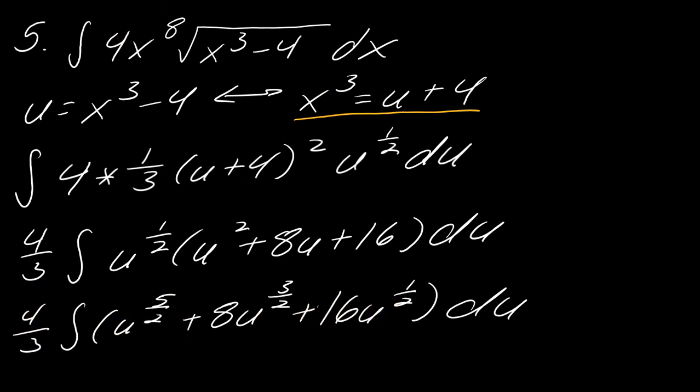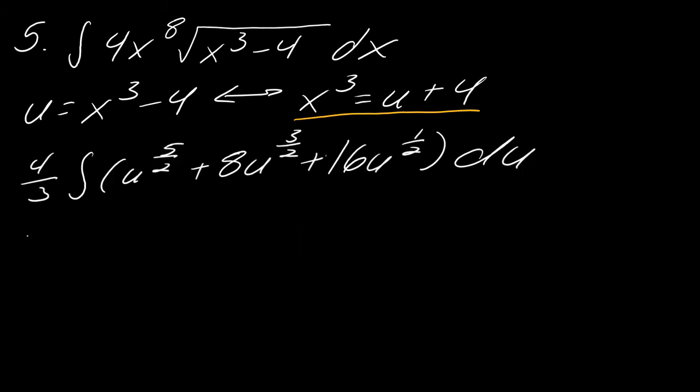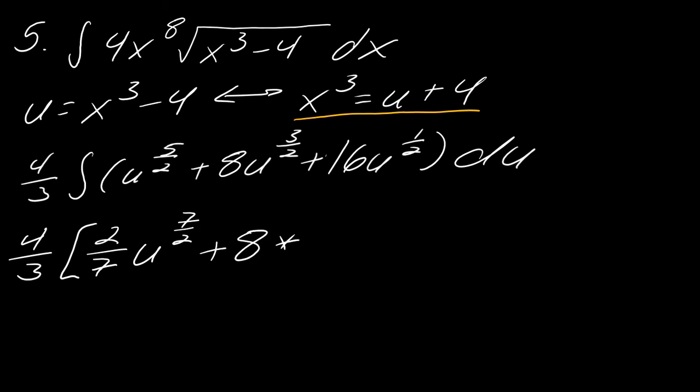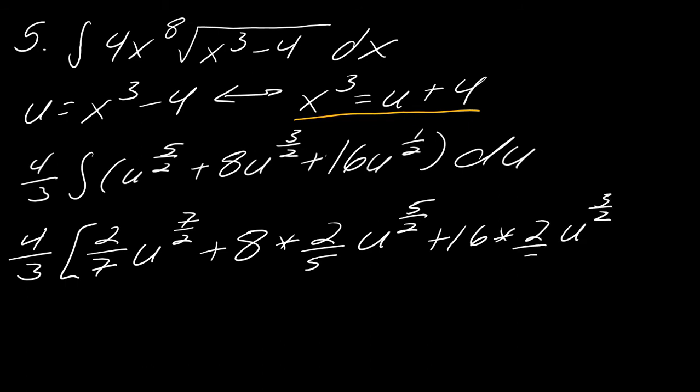Okay, so once again I'm going to clear some space. Okay, so now I've got 4/3. Make a big square bracket here. So this will become u. I always like to add 1 first, so this will become u to the 7/2, and then I multiply it by the reciprocal like so. And then this will be 8 times u to the 5/2 times 2/5, and then 16 times u to the 3/2 times 2/3, all of this plus c.